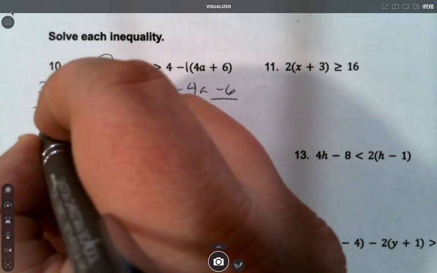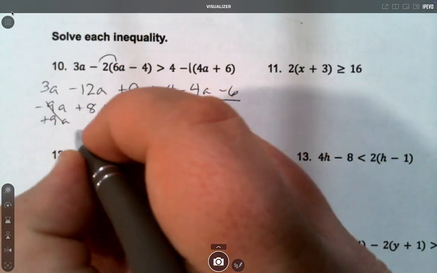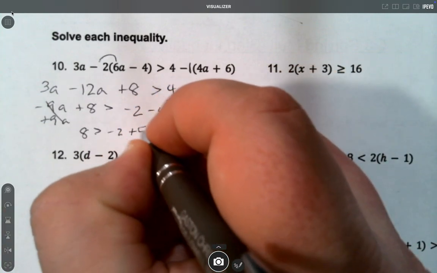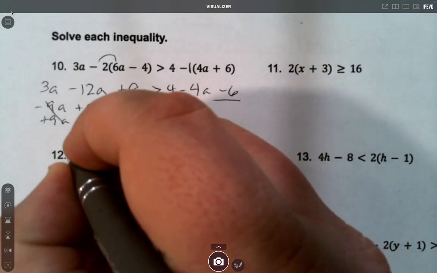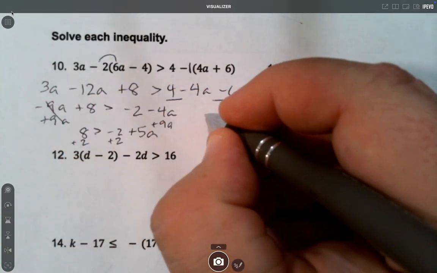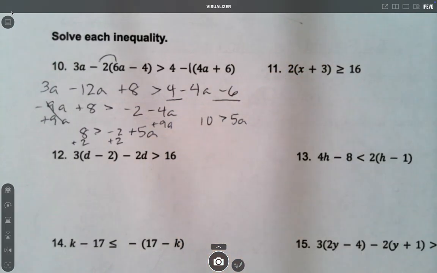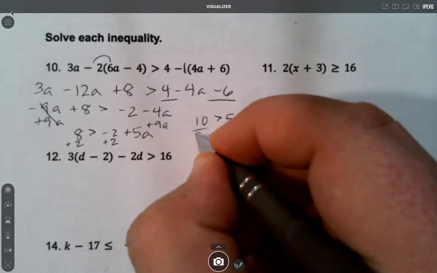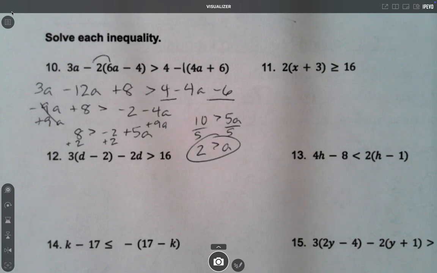Okay, I'm going to choose to add 9a to both sides. Gives me 8 is greater than -2 plus 5a. Add 2 to both sides. Remind myself to give more room on this page. Oh my goodness. 10 is greater than 5a. And we divide both sides by 5 to complete the picture. 2 is greater than a. Don't worry, they're not all that long.